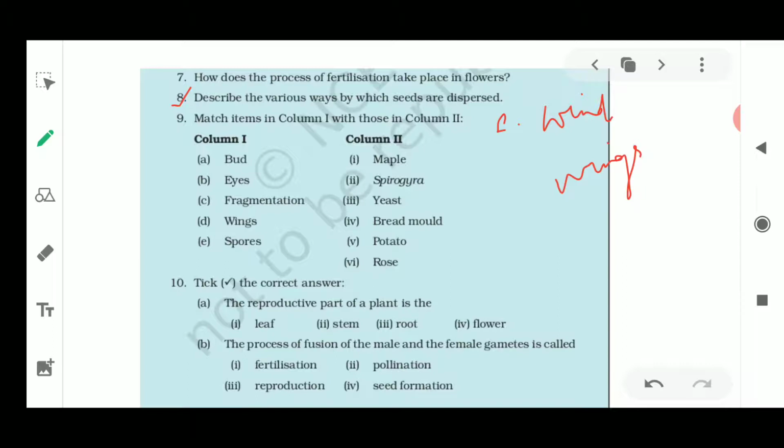Next is dispersal by water. Dispersal by water takes place in some aquatic plants and in some which grow near a water body. The plants need to float, they need to get dispersed by water. The coconut seed has a tough fibrous covering which has plenty of air inside it. This helps coconut seeds to float on water.